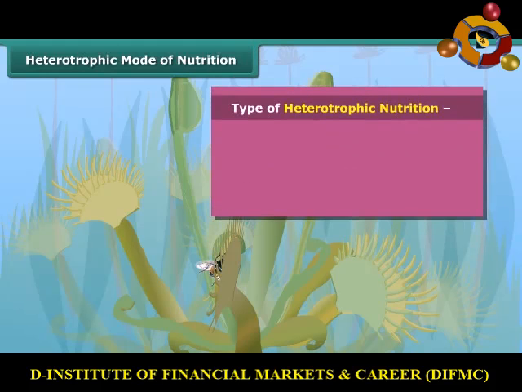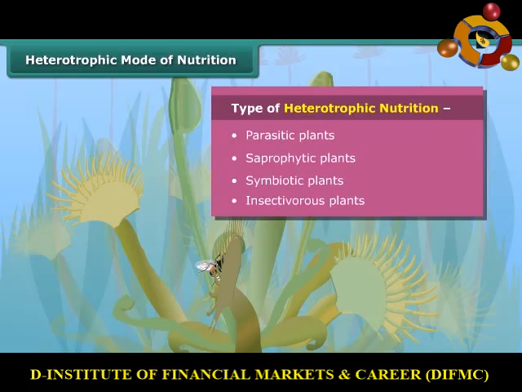There are four types of heterotrophic plants: parasitic plants, saprophytic plants, symbiotic plants, and insectivorous plants. Now let's learn them one by one in detail.